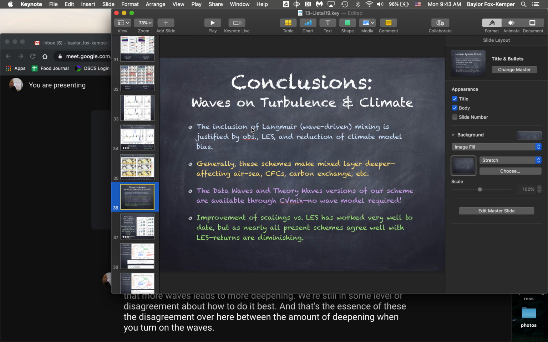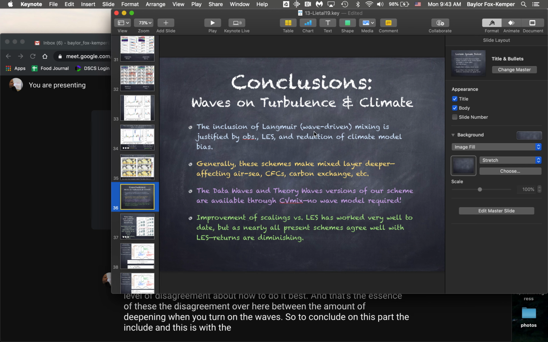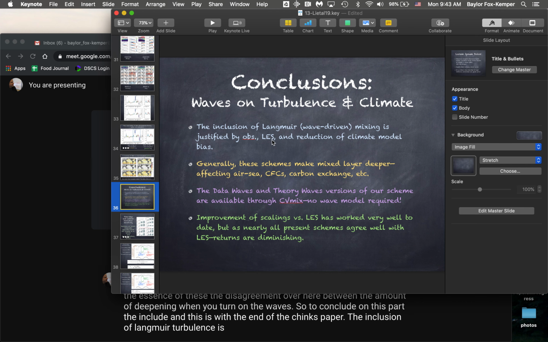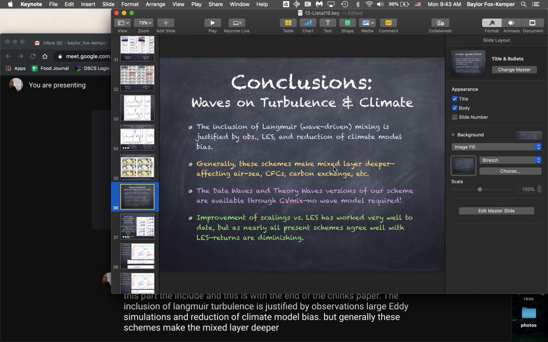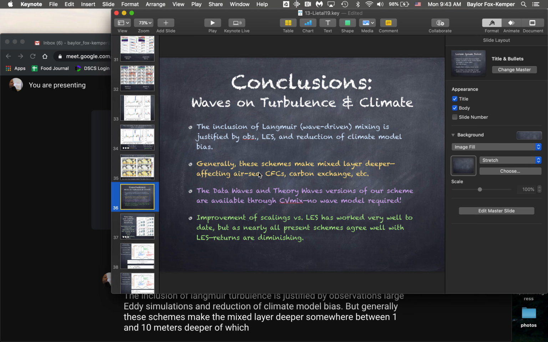So, to conclude on this part, and this is the end of the Ching's paper, the inclusion of Langmuir turbulence is justified by observations, large eddy simulations, and reduction of climate model bias. But generally, these schemes make the mixed layer deeper, somewhere between 1 and 10 meters deeper, which affects the air-sea fluxes, CFCs, carbon, etc.